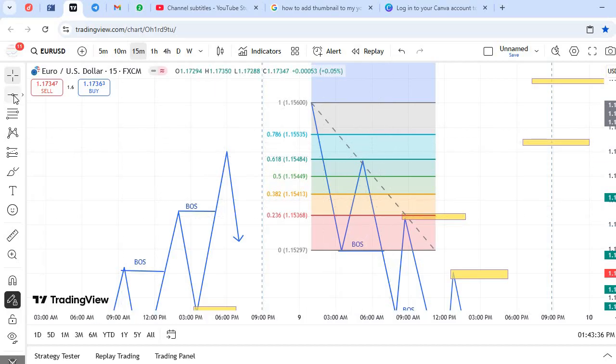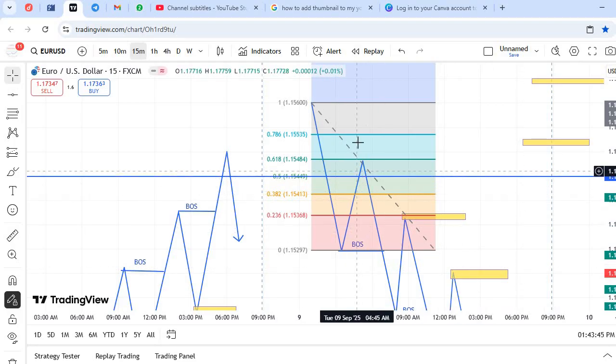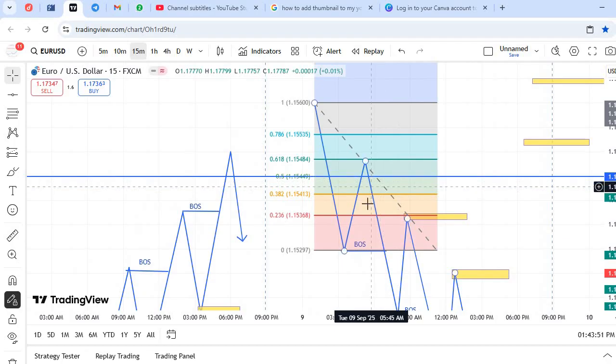So you can come here to your horizontal line tool, then you look for 0.5 and click on it. Anything above it, that is where you are selling from. Anything below it is still at premium. That means it's still expensive. You don't want to sell from it being too expensive. But you watch out for anything above it.